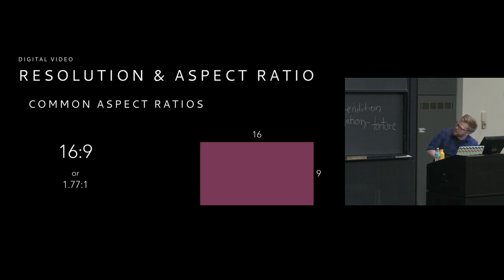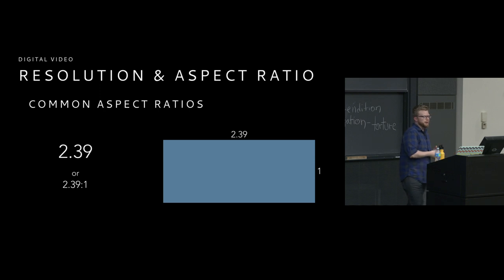And then we've got 16 by 9. 16 by 9 is much wider, hence the term widescreen. And now with digital cinema, this new standard is becoming more popular. 2.39, they just call it. They don't say like 4:3 or 16:9. They just call this one 2.39.